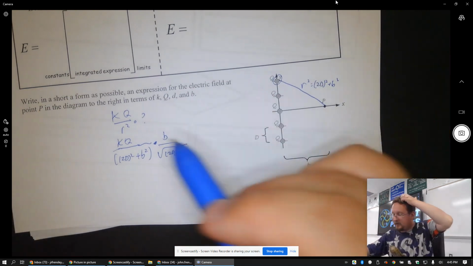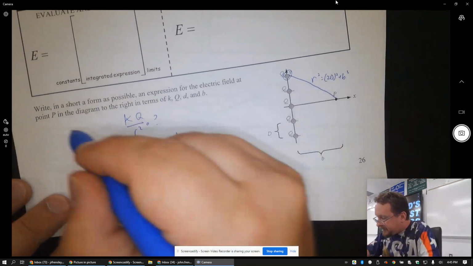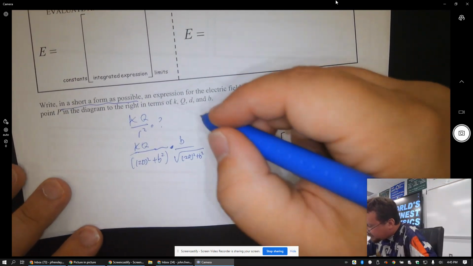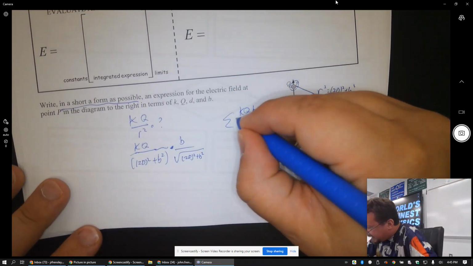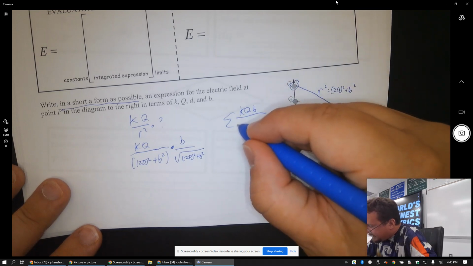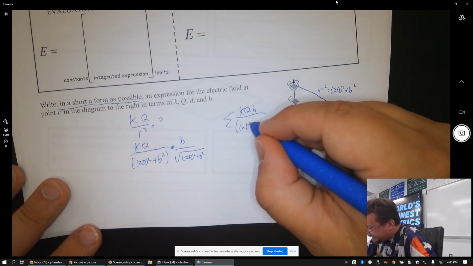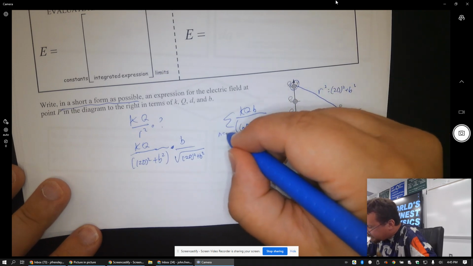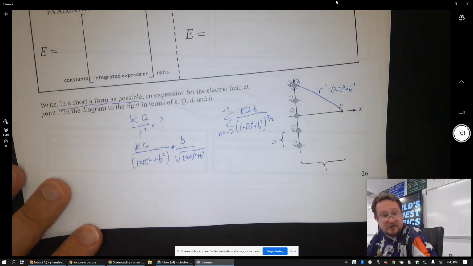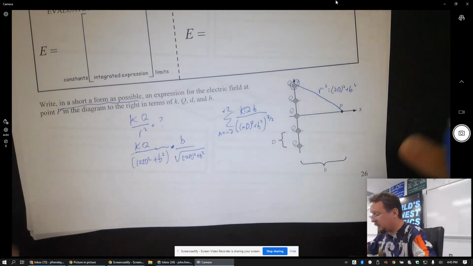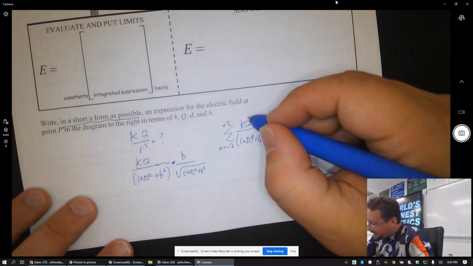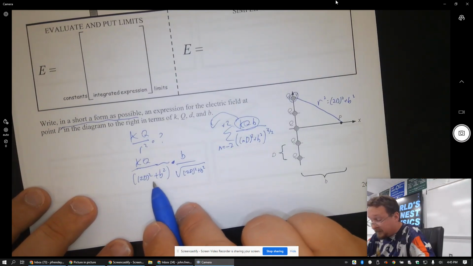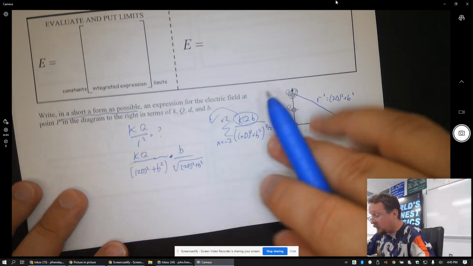And then I'm going to want them to do this in as short a form as possible. So really I want them to have like a sum. So it might look like this, kqb over maybe nd squared plus b squared to the 3/2, where n goes from -2 to +2 or something like that, right? Does that make sense? That's what I mean when I'm trying to get them to write a sum, because now they can see that this is going to come out and they've got to deal with a different R distance and a component maker.